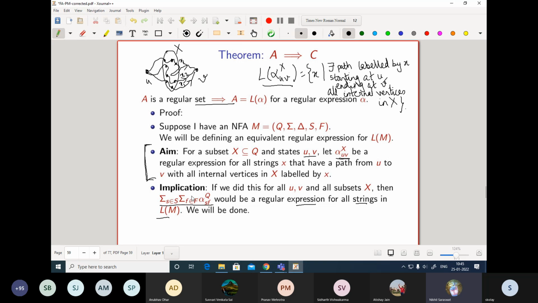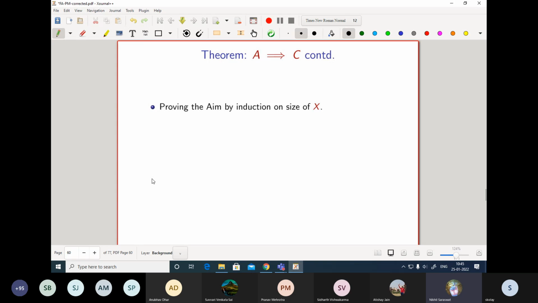Yes, ma'am. Okay, and the implication then is, if I can prove this for any subset X and pair of states UV, then look at the regular expression, summation over all start states and over all final states, alpha SFQ. This would be a regular expression for all strings that are accepted by M, or all strings in LM. So now it is enough to prove this aim. And we will be doing it by inducting on the size of X.